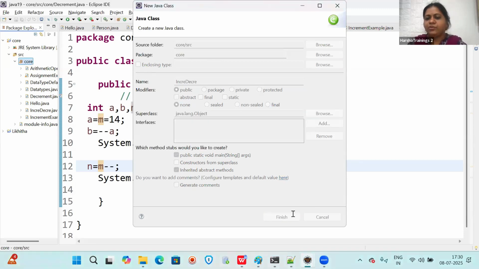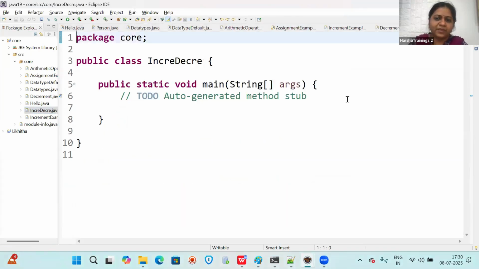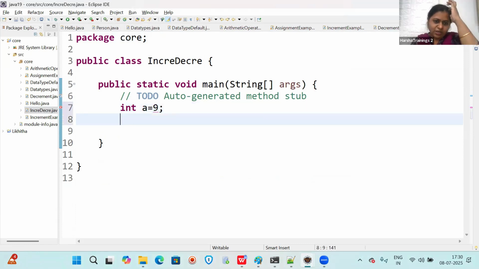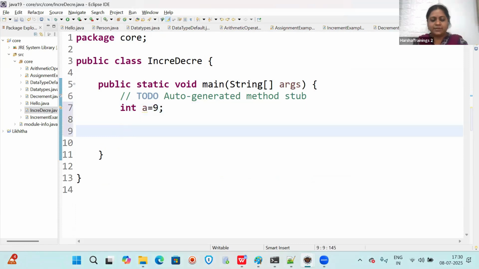Now you people have to answer this question for me. Okay, so let us say here int a is equal to some 9. Now directly I am writing in the println statement: system.out.println, I'm writing a plus plus.